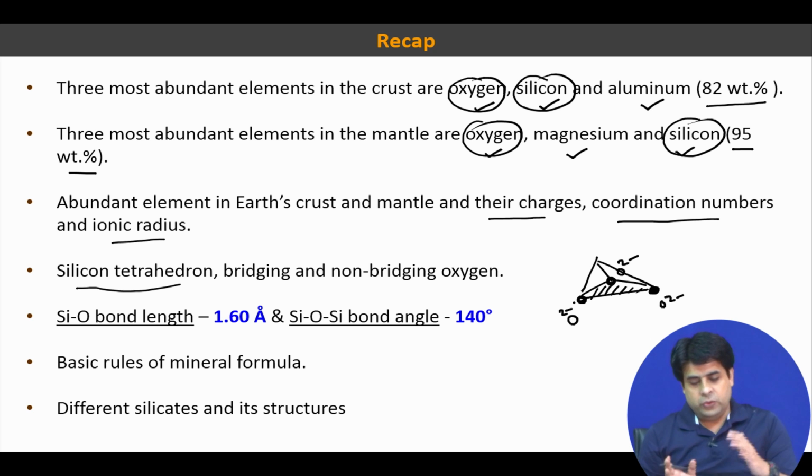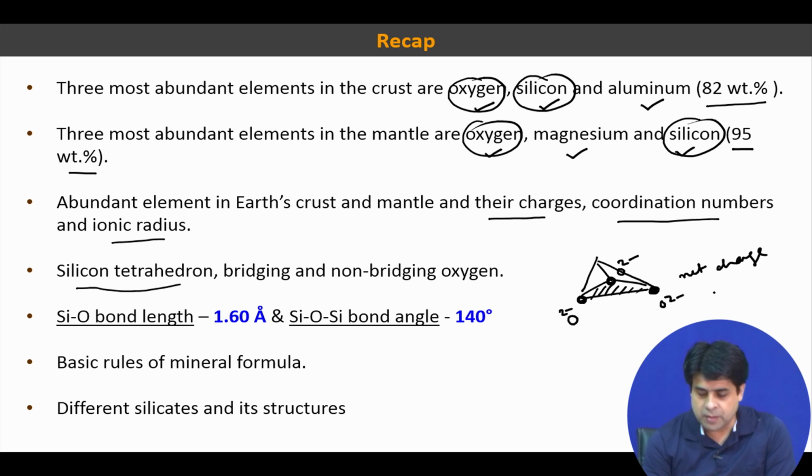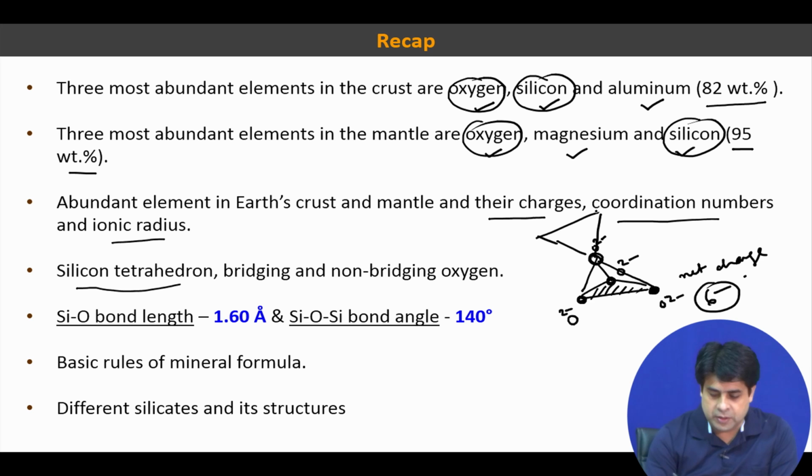If you want to connect another tetrahedron from the base, you will find that the base of the tetrahedron has a net charge of minus 6. So the charge is quite large at the base of the tetrahedron. At the vertex, you have only one oxygen atom which has a minus 2 charge, so you can easily combine another tetrahedron from this side.